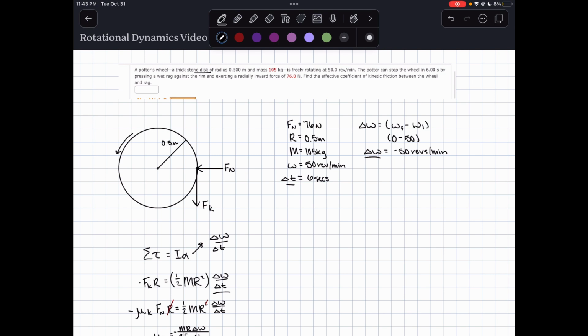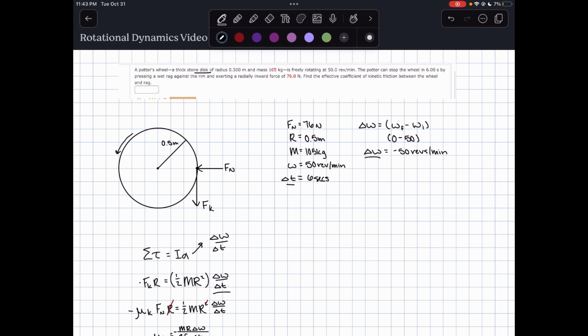A potter's wheel, a thick stone disc of radius 0.5 meters and mass of 105 kilograms, is freely rotating at 50 revolutions per minute. The potter can stop the wheel in 6 seconds by pressing a wet rag against the rim and exerting a radially inward force of 76 newtons. Find the effective coefficient of kinetic friction between the wheel and the rag.